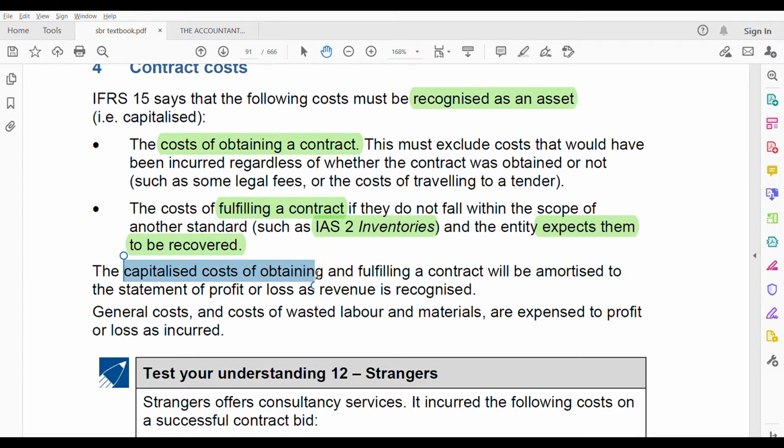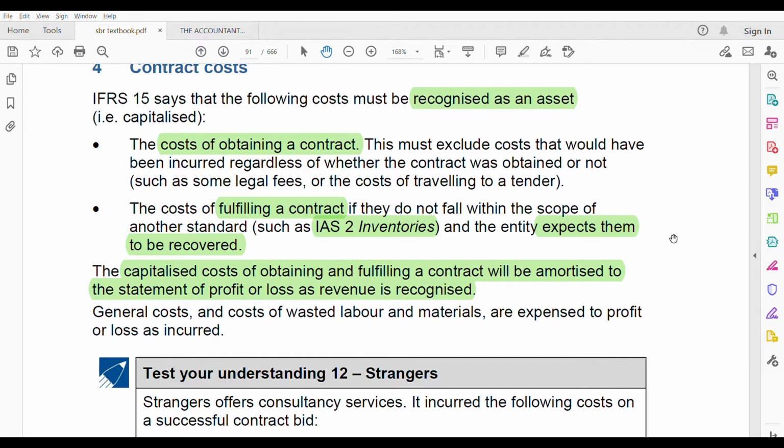So once you have capitalized the cost of obtaining and fulfilling a contract, what's next? It will be amortized to the statement of profit or loss as revenue is recognized. Why is it amortized? Because we know only intangible assets are amortized. Because this cost of obtaining and fulfilling a contract is recognized as what? As an asset. But this is not a tangible asset, right?